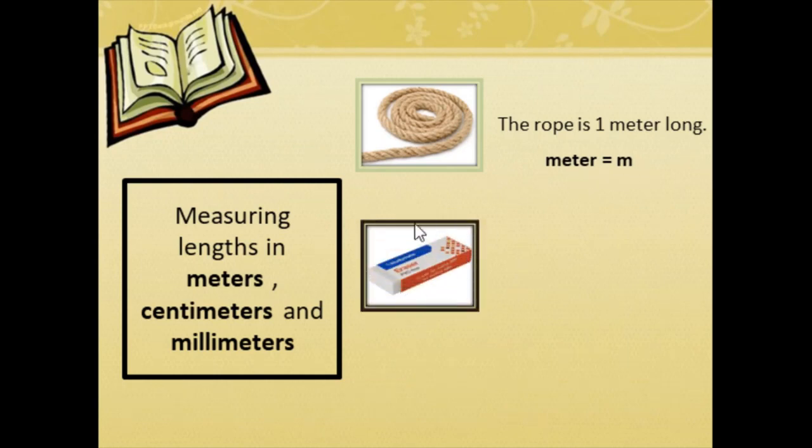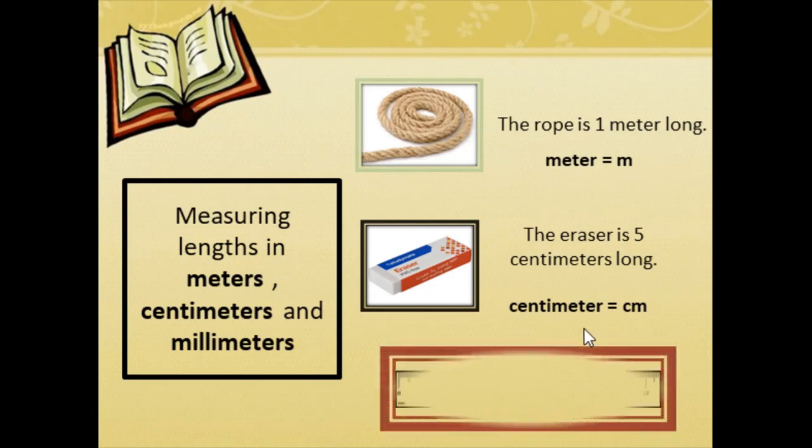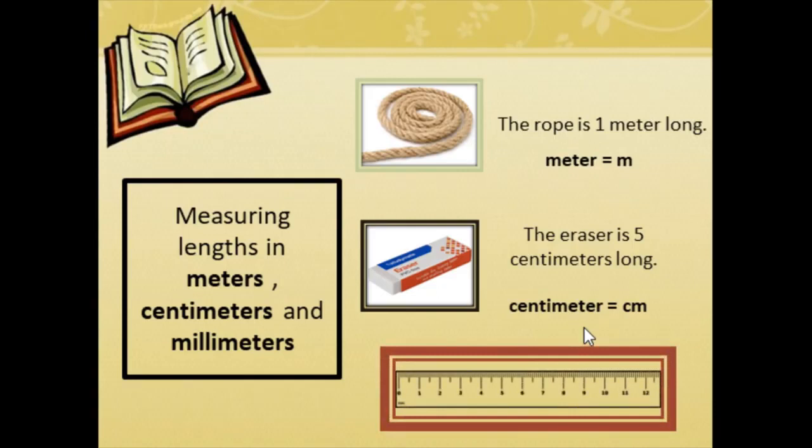Next, what is this? It's an eraser. The eraser is 5 centimeters long. Abbreviation for centimeter is cm. What does cm stand for? Centimeter. Great job. And of course, when we do measurements, simply use an accurate measuring tool.